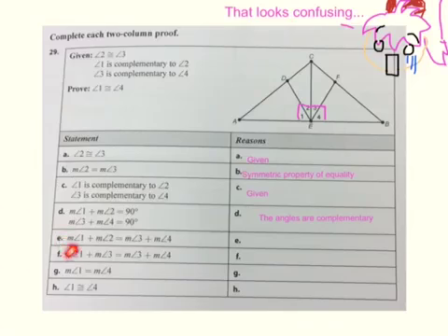So for E, we have the measure of angle 1 plus the measure of angle 2 equals the measure of angle 3 plus the measure of angle 4. Yes, so as you can see, this is congruent to this. They both equal the same thing if you were to add up their measures, which would be 90 degrees. So it is basically saying the same thing as the symmetric property of equality. So you would actually just put the symmetric property of equality.